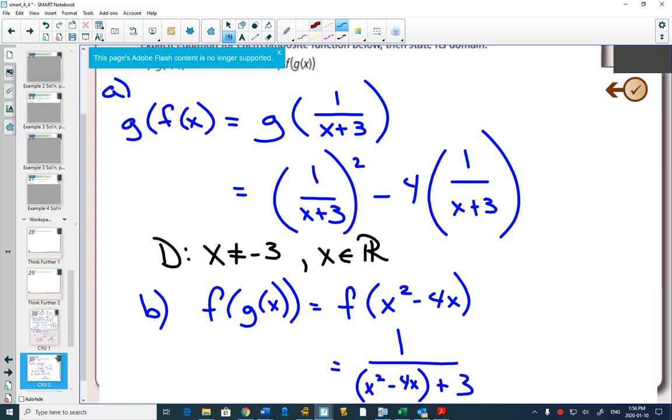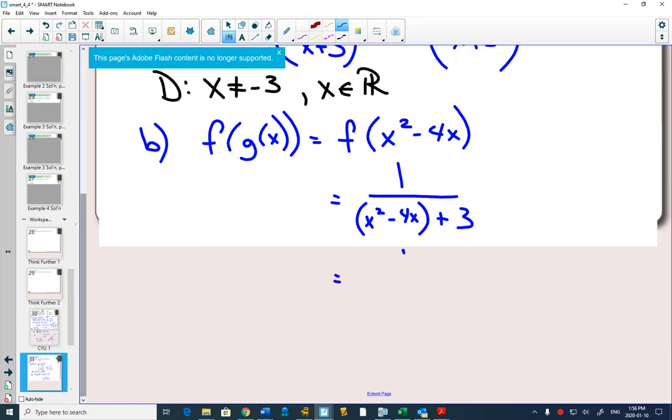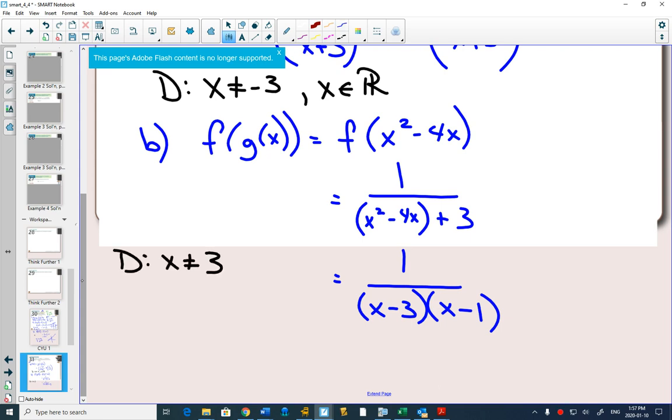Now on the bottom of that equation, to figure out what is possible and what is not, we're going to need to factor. So can you see that this is equal to x minus 3, x minus 1? And now our domain, what's not allowed? You're not allowed to plug in 3. You're not allowed to plug in 1. Those two values would cause you to divide by 0. But x can be everything else.